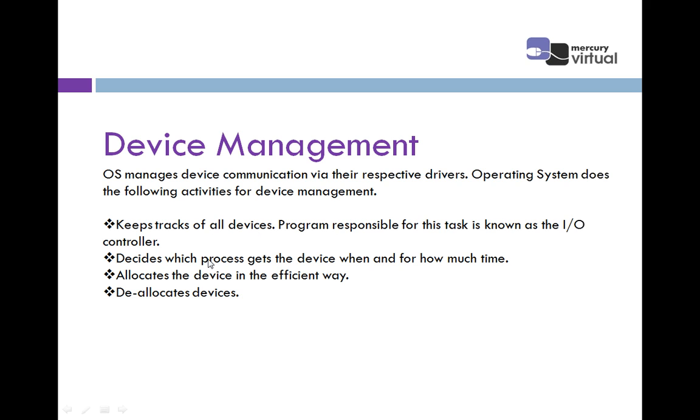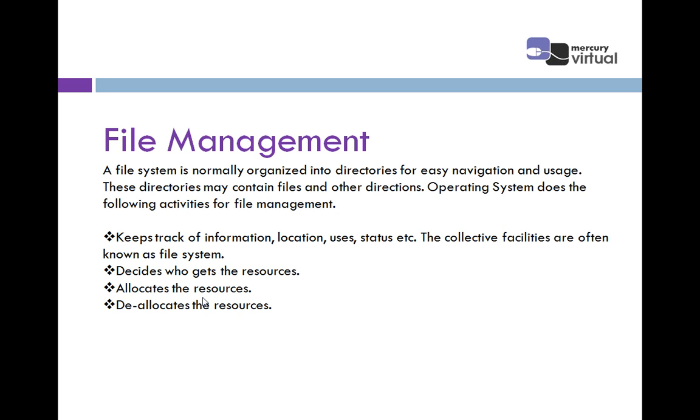Then the second point says it decides which process gets the device, when and for how much time. If there are different processes and different devices in use, then the OS decides which process uses the device, when, and for how long, meaning the duration for which the device is used by the different processes. The next point says it allocates the device in an efficient way. Allocation of the devices, then deallocation of the devices, is also done by the operating system.